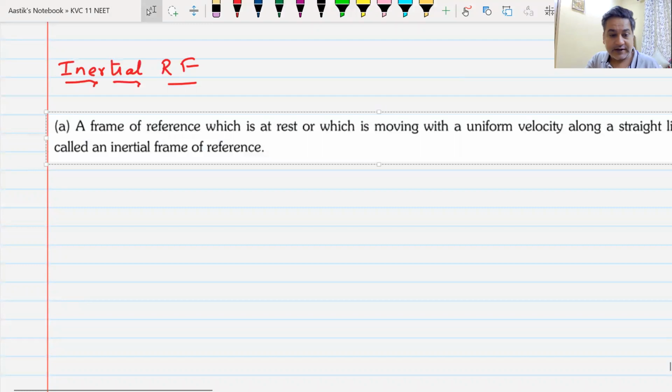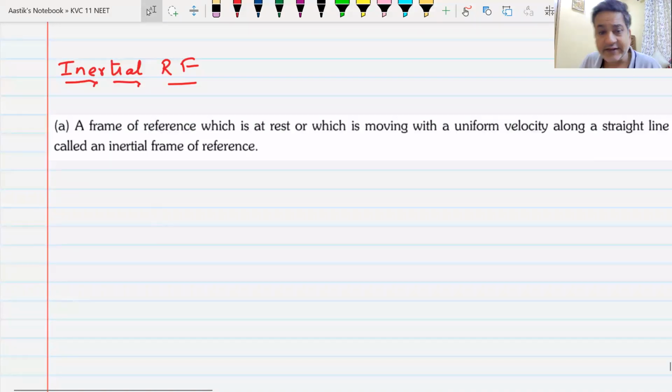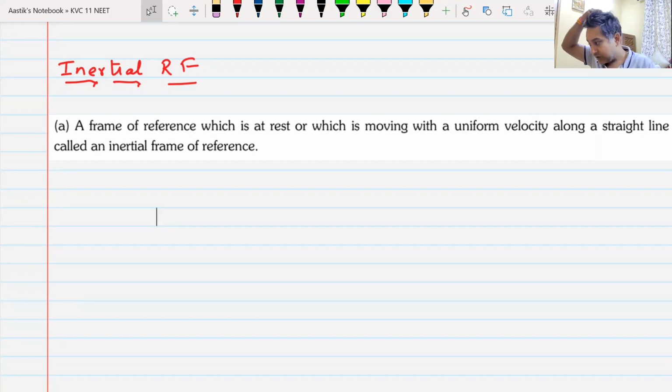So, any frame which is at rest or moving with a uniform velocity along a straight line, uniform velocity is always along a straight line, is called an inertial reference frame. Remember, this definition of inertial reference frame is a bit dicey. In fact, there is no frame in this universe which is inertial. But for all practical purposes, we can take Earth as an inertial reference frame.